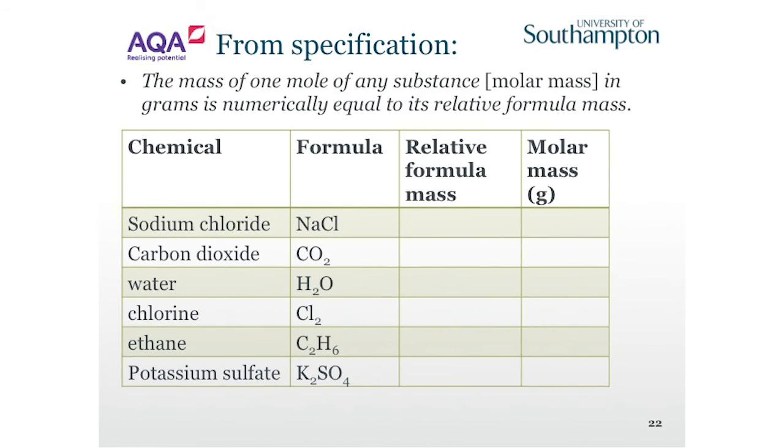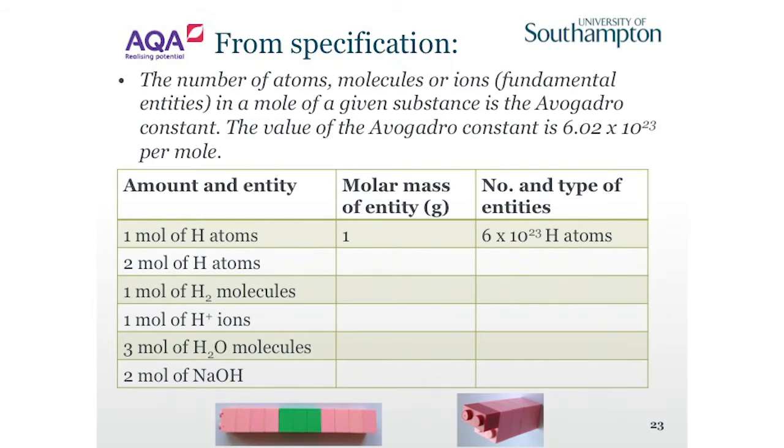So there's a few examples on the next few slides of some exercises that you can get your students to do. The first one is related to working out relative formula mass of compounds and then molar mass. And all they need to do there is work out the relative formula mass and then stick a G after it for grams to give you the molar mass. Then there's some examples where you're asking your students to work out the molar mass of a particular entity, so it could be atoms, it could be molecules, it could be ions, and how many of whatever entity there is in that particular amount of hydrogen atoms, whatever.